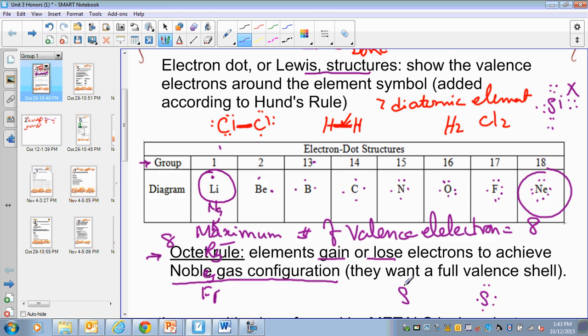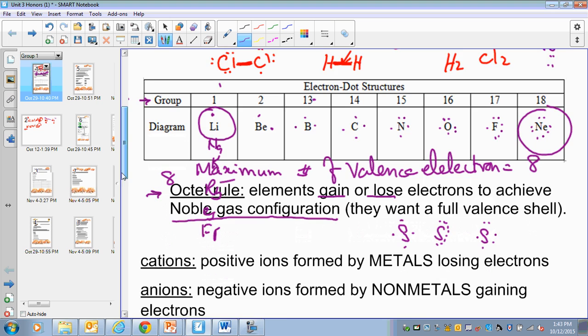It doesn't matter which direction you go, right or left, or where you start from, but it has to be in 4 corners. You're not supposed to sprinkle them around the symbol. All right, so it's valence electrons.